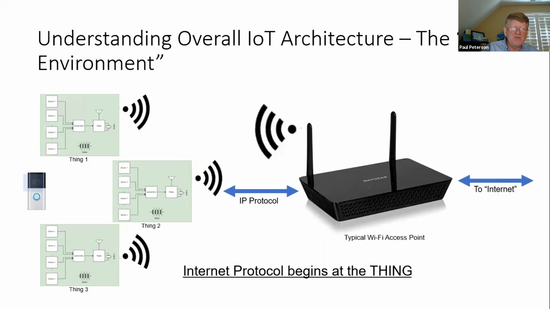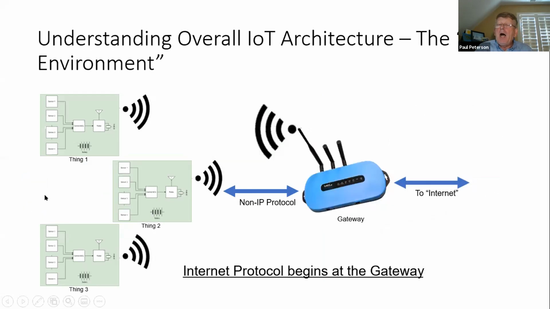Here's one well-known example that seems to be quite a success story, actually an early partner with Arrow Electronics, to be honest: your video doorbell. It has a camera on it, can take an image, can actually send video, but it implements Wi-Fi, which is an IP protocol, going to our home access point and on to the Internet. So the Internet, in this case, begins at the thing. It actually speaks IP.